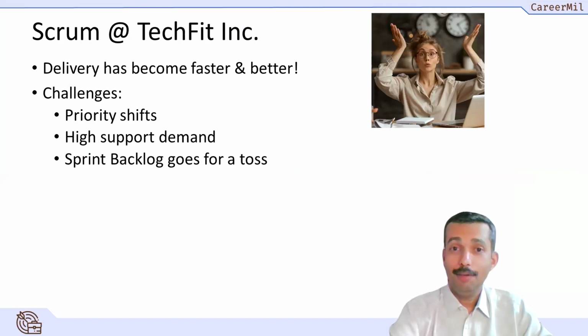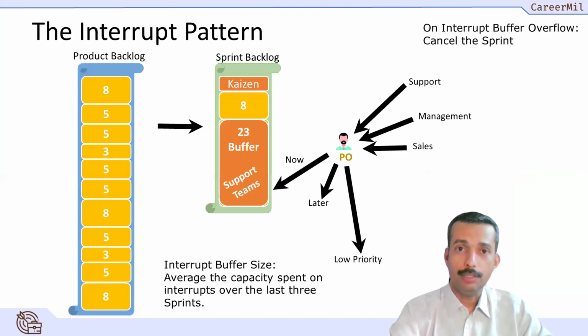Yeah, I've seen that. Some of you are nodding. Yeah, absolutely, right? This is something which is very familiar for many organizations. So let me just introduce to you what is called an interrupt pattern. So you do have the product backlog. It is an ordered list of product backlog items. So you have items which have these estimates of 8 points, 5 points, 5 points, 3 points, and so on.